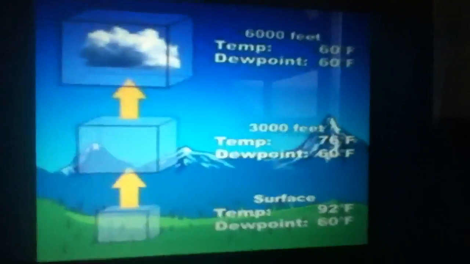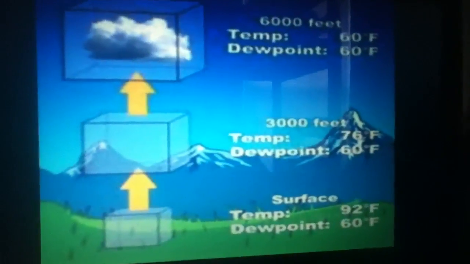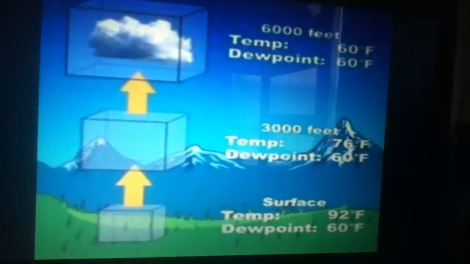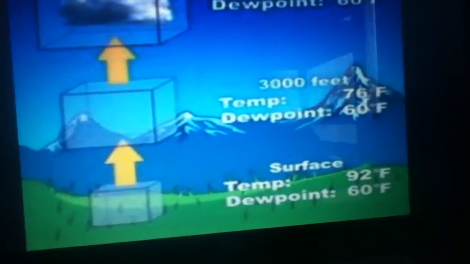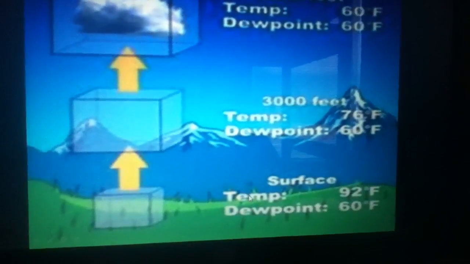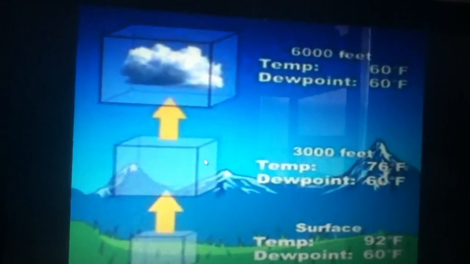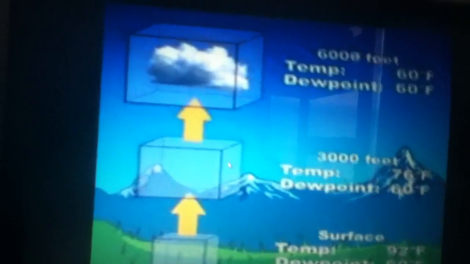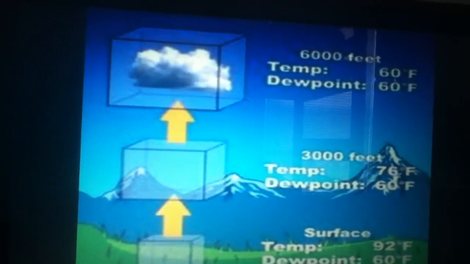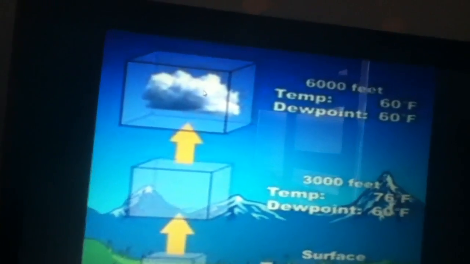And here's another way of saying that. Air rises until it reaches its dew point. Dew point is basically the temperature at which it makes clouds. And so in this example, you got a temperature of 92 degrees, but the dew point where it'll form a cloud is when you get to 60 degrees. So it keeps on rising and the air expands. And then when you eventually get to 60 degrees in this example, it reaches the dew point. So the air condenses, or the moisture condenses into a cloud.